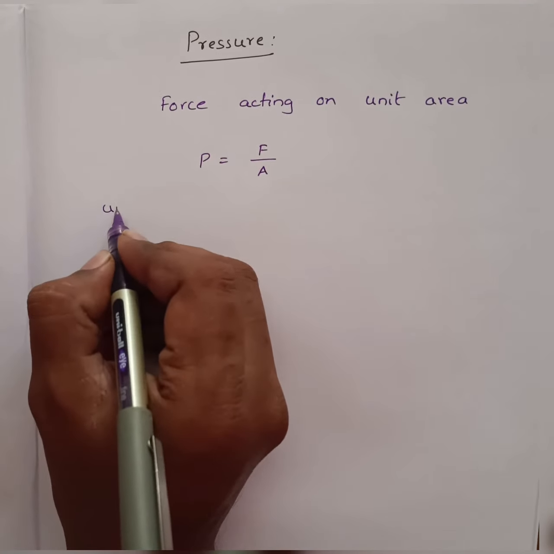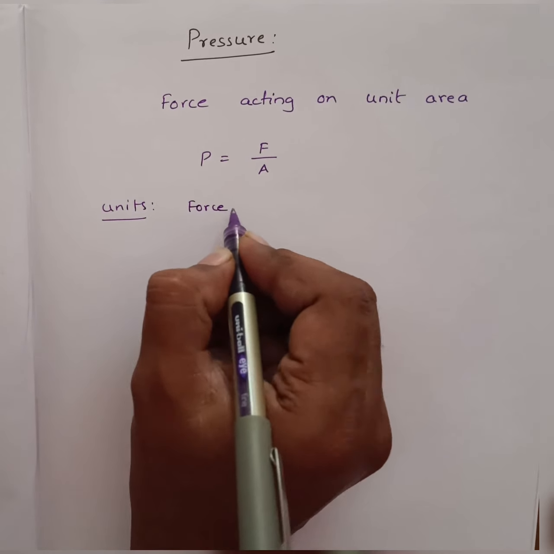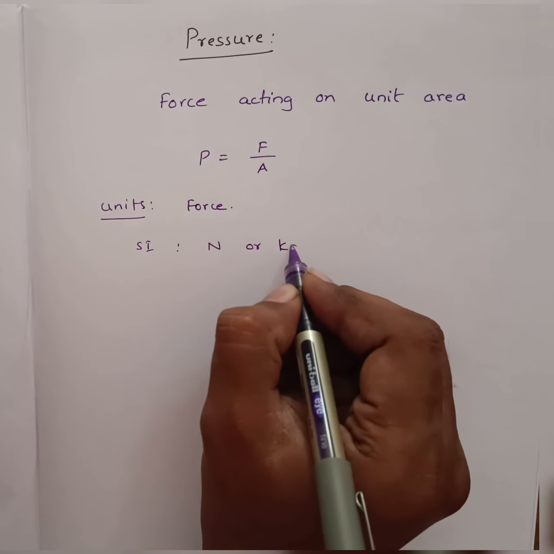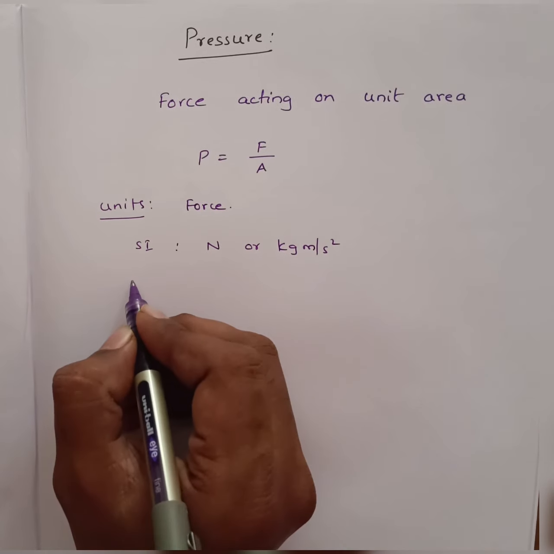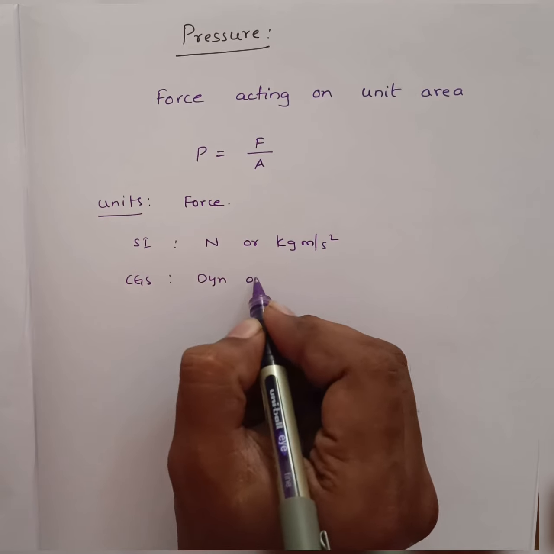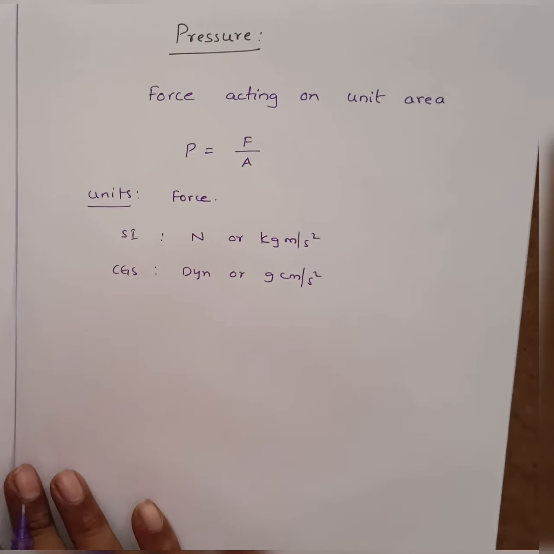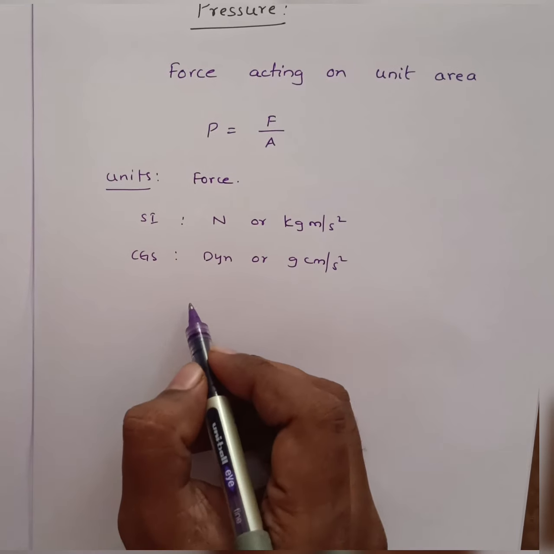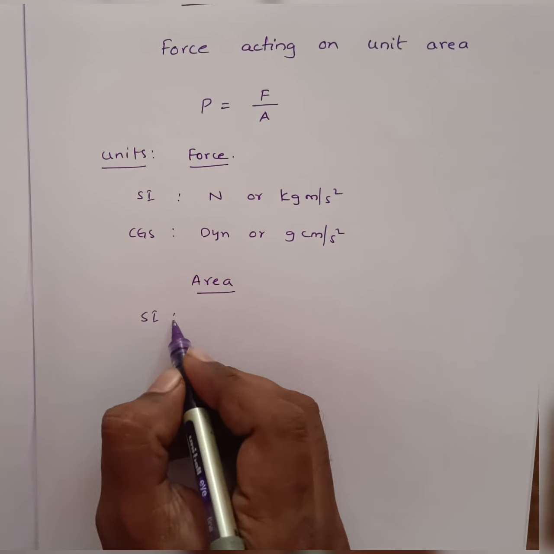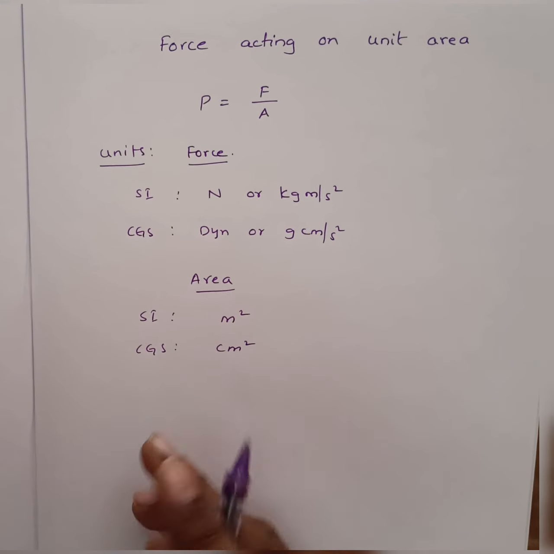Now, we should write units. First, for force. What are the SI units of force? Newton, or kg meter per second square. CGS units, dyne, or gram centimeter per second square. And we know area is the surface occupied by the body. SI unit of area, meter square. CGS unit of area, centimeter square.